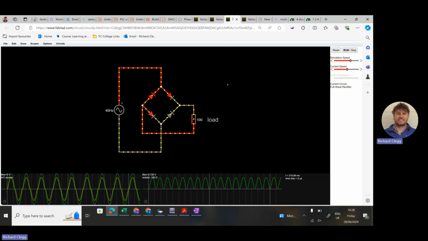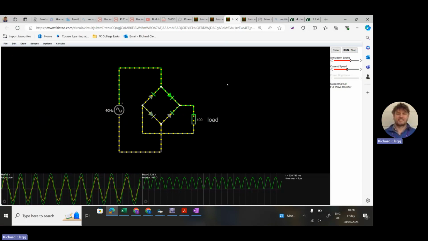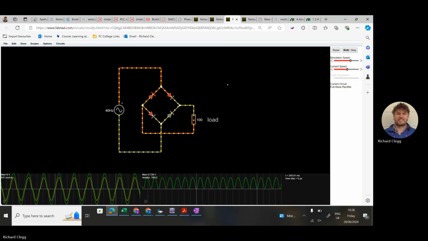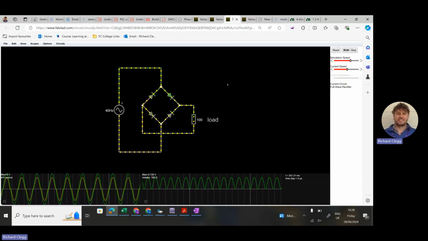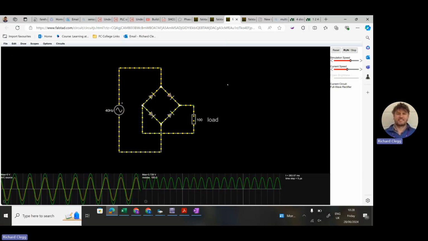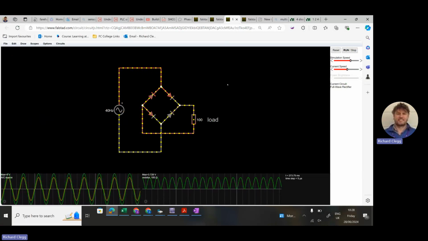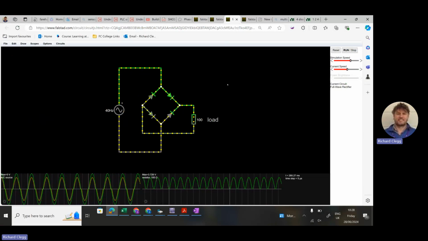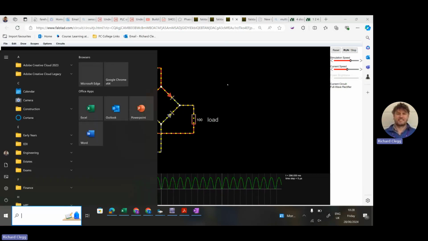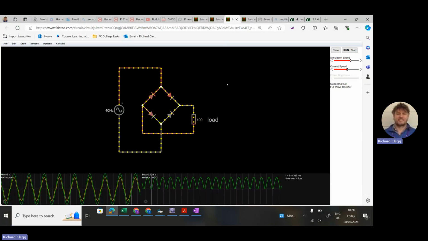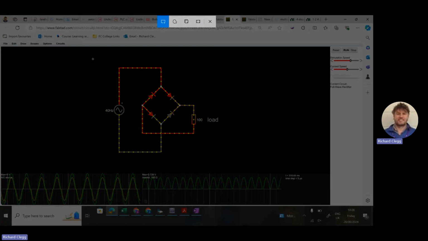But this is a full bridge, so you can see that on the positive cycles it flows through a pair of diodes, and on the negative it flows through a different pair. If we screenshot that, you can put that into there.